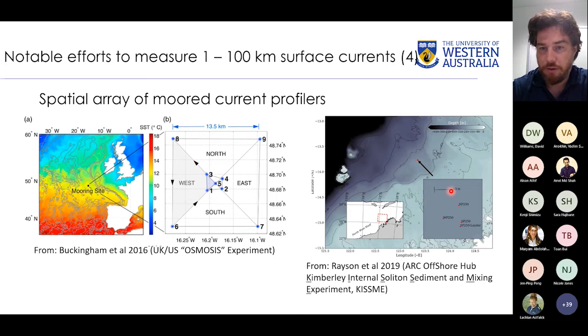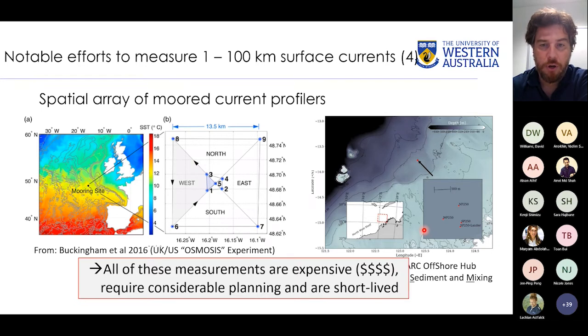And another local effort from our group where we put out 3 moorings, which was still quite an effort. And these moorings were separated by 600 metres, and they were measuring spatial variability in nonlinear internal gravity waves. So all these methods for measuring surface currents are expensive. They require considerable planning, and notably, all that planning only gives a short-lived record. So it's really for research, not operational purposes.